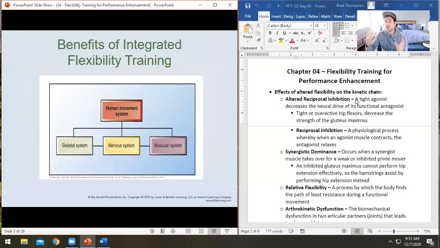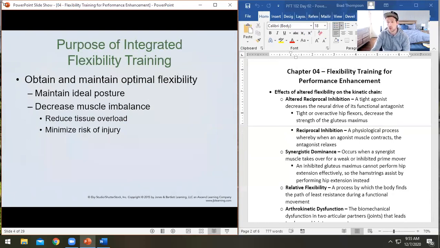When it comes to muscle imbalances, we've got to remember that in order to maintain proper range of motion, flexibility is defined as the ability to move a joint through its complete range of motion. If you have a tight muscle on one side and a weak muscle on the other, you're not going to be able to move that joint through its complete range of motion. It's going to get trapped somewhere because the bone doesn't move the way it's supposed to. So we need to be able to maintain ideal posture and avoid muscle imbalances.